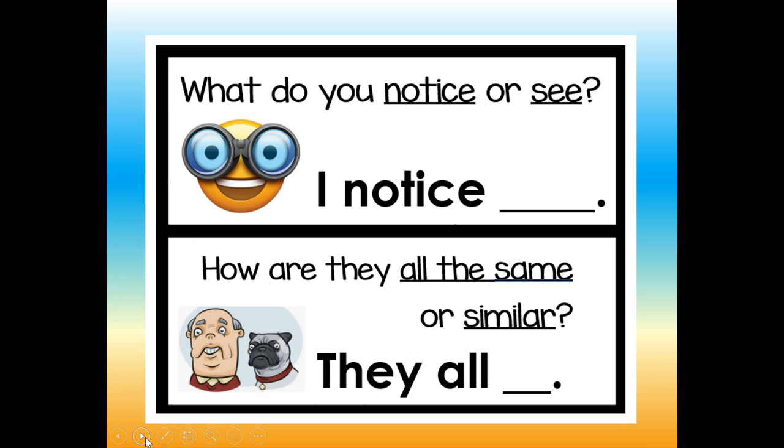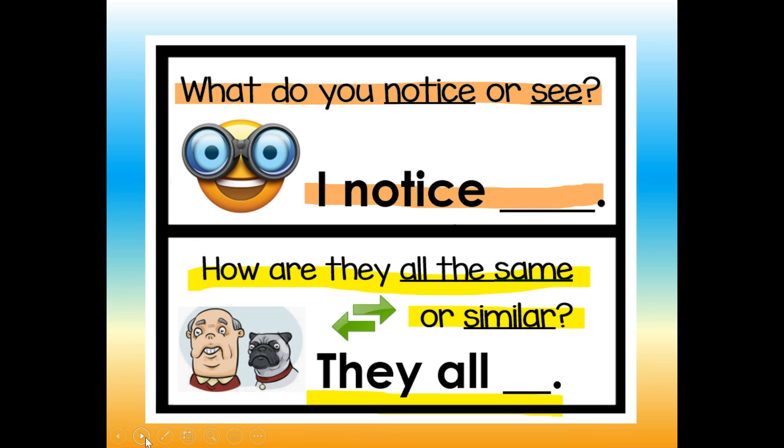For each group of pictures, I'm going to ask the same questions. What do you notice or see? And you're going to say out loud, I notice or I see, and you're going to finish your thought. Tell me out loud what you notice. For example, I notice an emoji with binoculars and a smile. I'm also going to ask, how are they all the same or similar? So you're going to say they all.